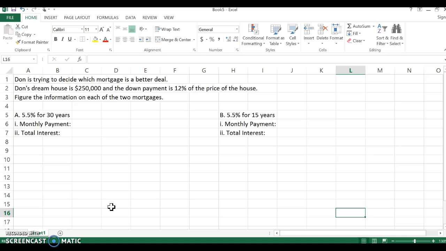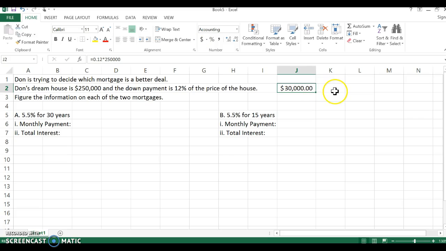Now, before we can really figure out the monthly payment and all that other business, we've got to figure out how much money Don is borrowing. Now, if the down payment is 12% of the price of the house, well, 12% is 0.12, and we're going to multiply that by 250,000. There's the down payment. Right? We're going to turn that into money. I hit the dollar sign. So Don's going to have a $30,000 down payment.